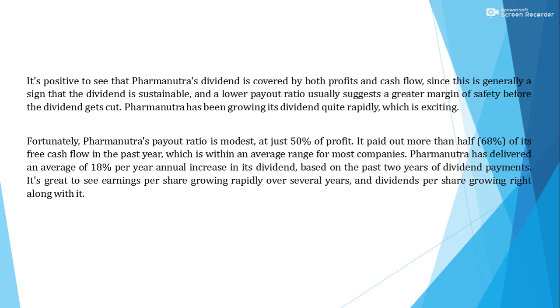So how does the company cover its dividends? The company covers its dividend by both profits as well as cash flow, which is a sign that the dividend is sustainable, and a lower payout ratio usually suggests a greater margin of safety. Pharma Nutra's payout ratio is modest at 50% of profit, but it uses 68% of its cash flow, which is also within the average range of most companies. The annual increase rate is 80% in its dividend based on the past 2 years of dividend payments.